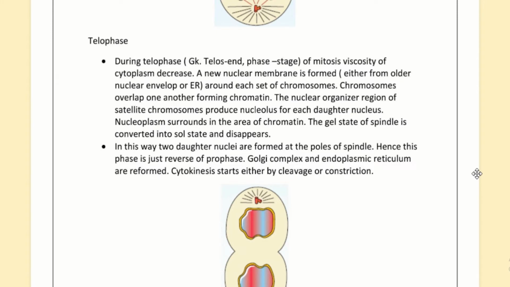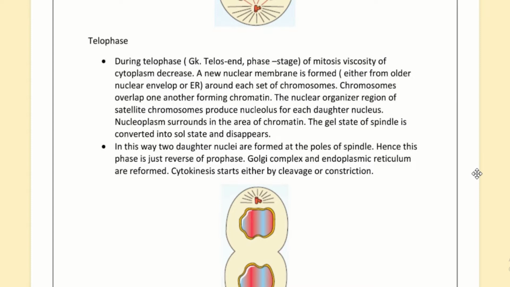Last is telophase. During telophase of mitosis, the viscosity of cytoplasm decreases. A nuclear membrane is formed around each set of chromosomes. Chromosomes unravel and overlap one another, forming chromatin. The nucleolar organizer region of a satellite chromosome produces a nucleolus for each daughter nucleus. Nucleoplasm surrounds the area of chromatin.